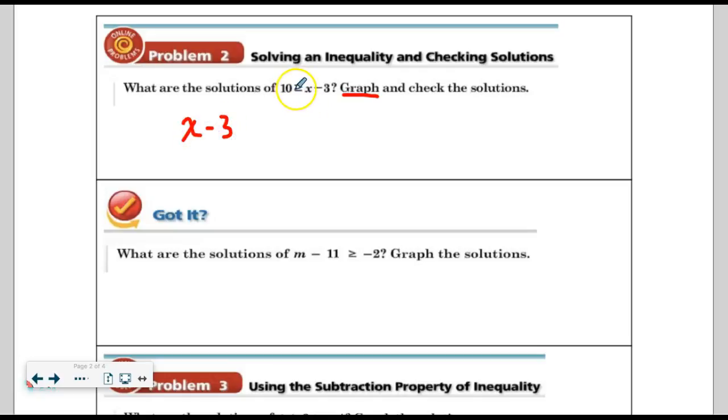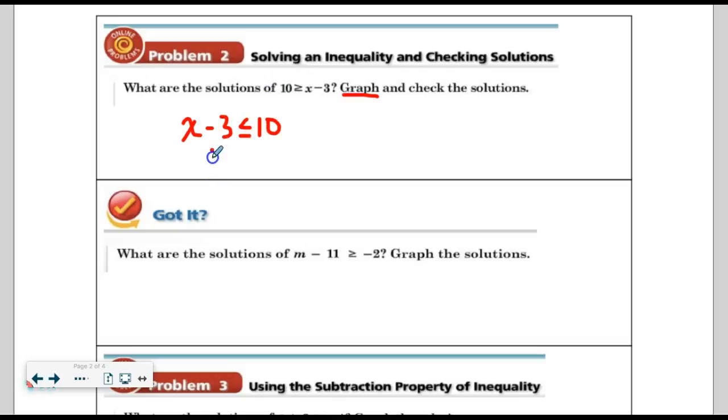And notice which way the sign is facing. It is opening toward the 10, which means when I flip it around, I'm going to have the sign opening toward the 10. So now it becomes 10 is greater than or equal to x minus 3. X minus 3 is less than or equal to 10. Either way you look at it, 10 is the bigger value. So when you flip it around, be certain to flip the comparison symbol as well.